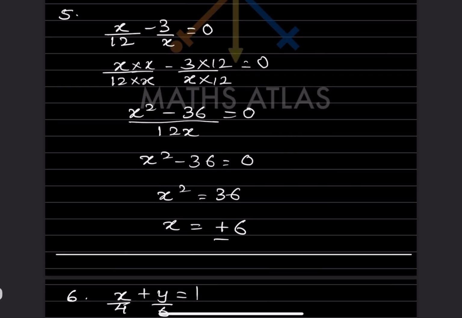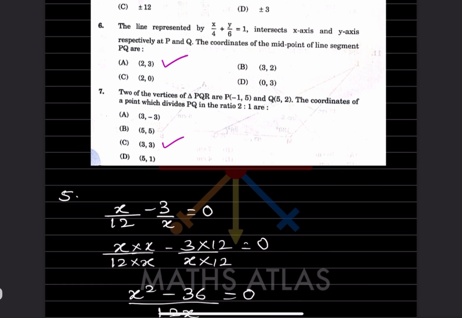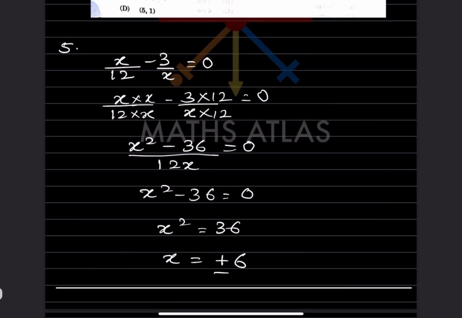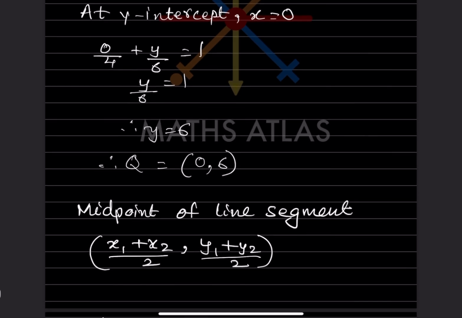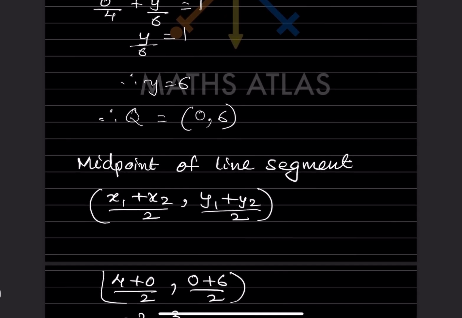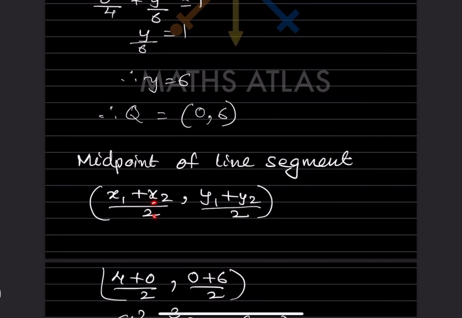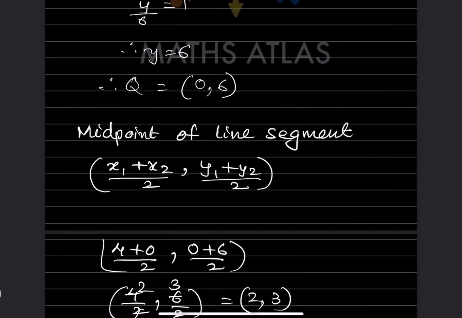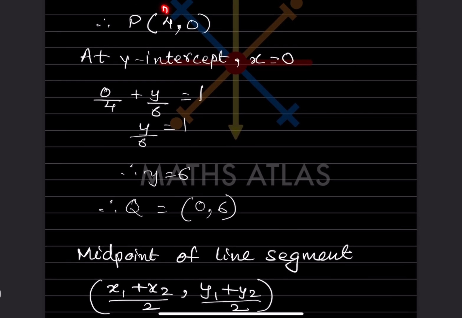And now the next thing they have asked for is the coordinates of the midpoint. So what will you do? The formula for the midpoint is x1 plus x2 divided by 2 and y1 plus y2 divided by 2. This will be x1, y1 and this will be x2, y2. We already got the coordinates of this P and Q, so we are going to plug them in.